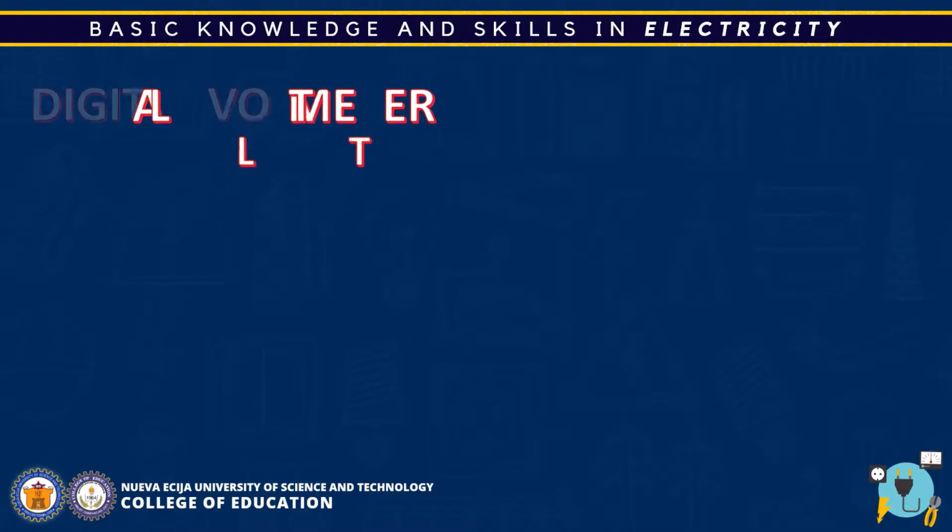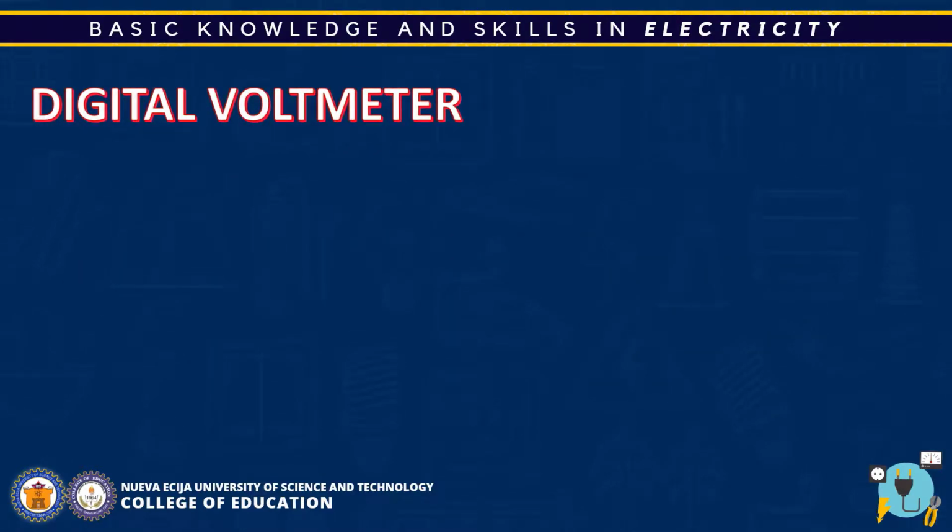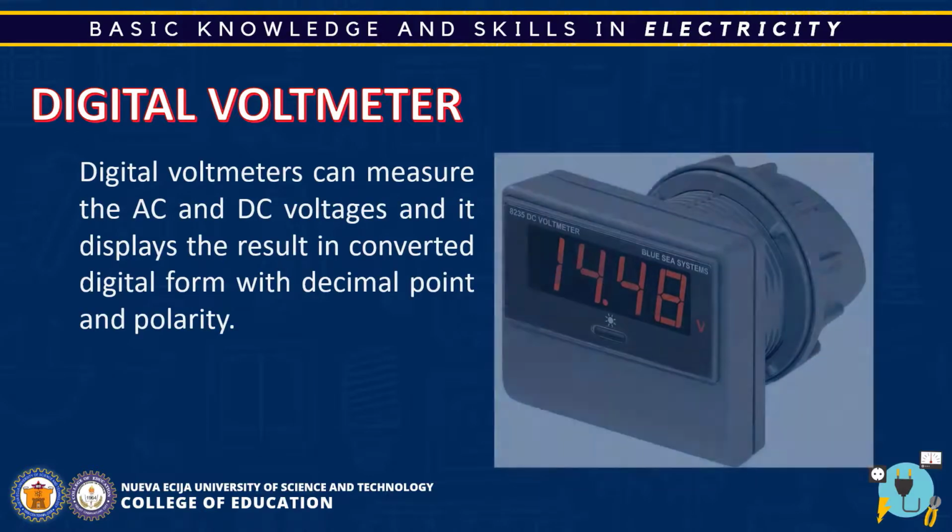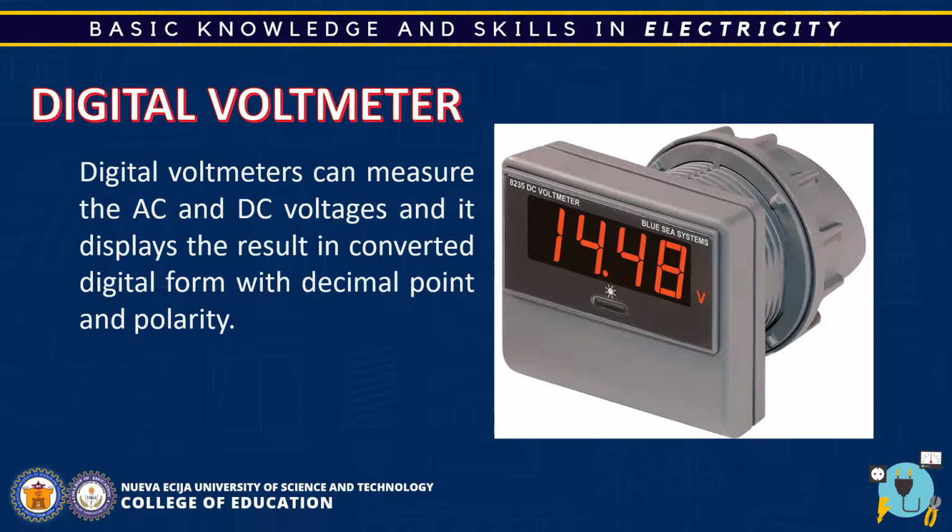Digital voltmeter. Digital voltmeters can measure AC and DC voltages, and they display the result in converted digital form with decimal point and polarity. A voltmeter can also be considered as an ammeter. They also measure the current. Voltage is only measured when the current is transmitted in a circuit through resistance.